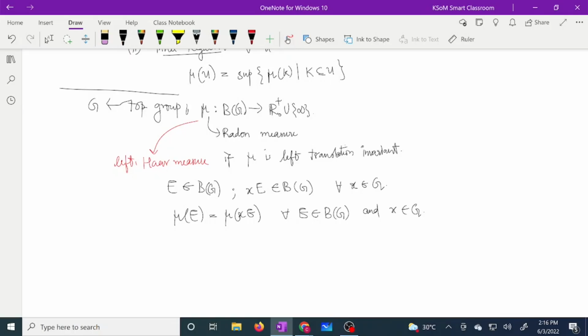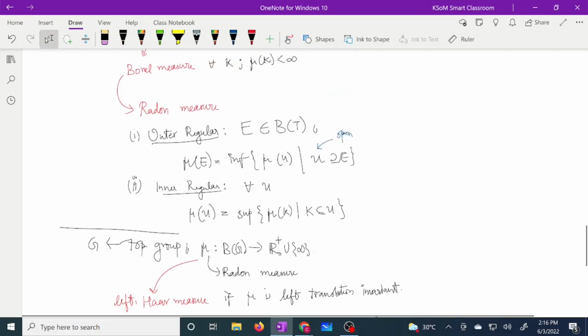Is this okay? A Radon measure is a measure which satisfies these two properties. I thought that was clear. First of all, it has to be a Borel measure. It should be defined on the Borel sigma algebra, and the measure of every compact set should be finite. And on top of that, these two conditions should be satisfied: it should be outer and inner regular.